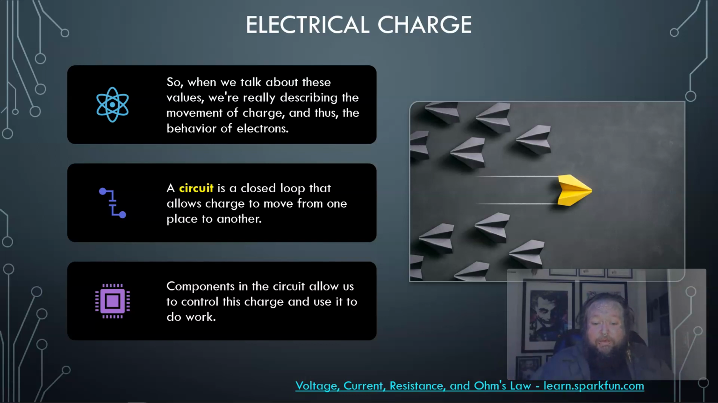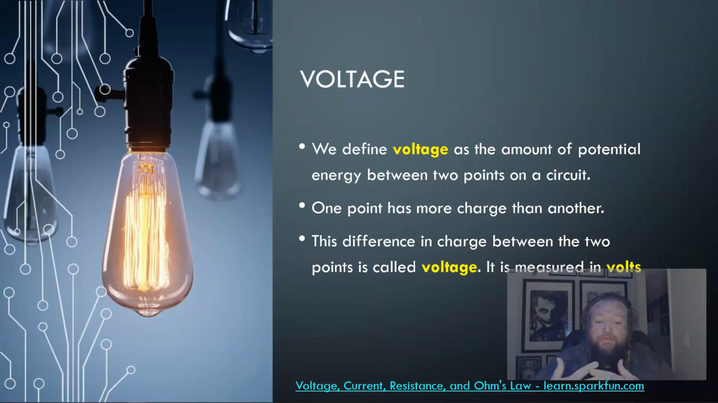Components in the circuit allow us then to control the charge and use it to do work. What we want are the building blocks of our entire robot, and these physical components we talked about earlier. So, voltage. It's the amount of potential energy between 2 points.